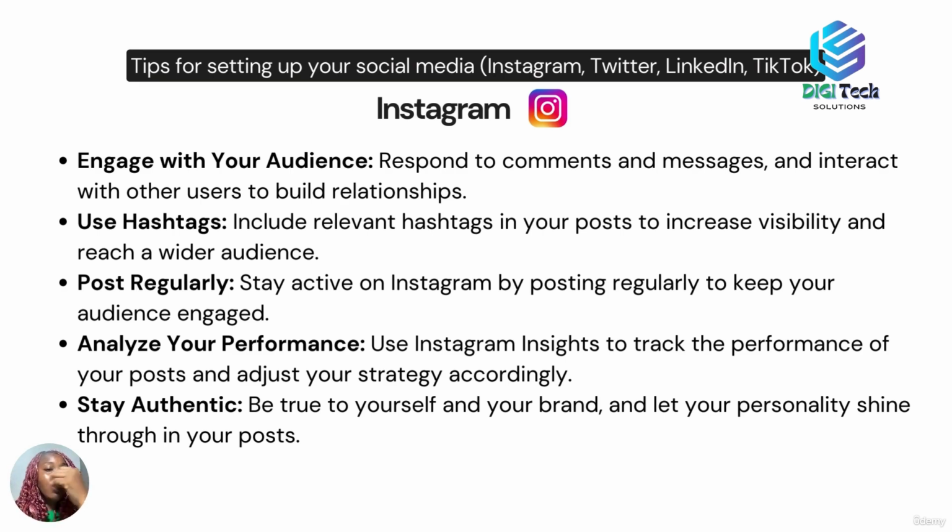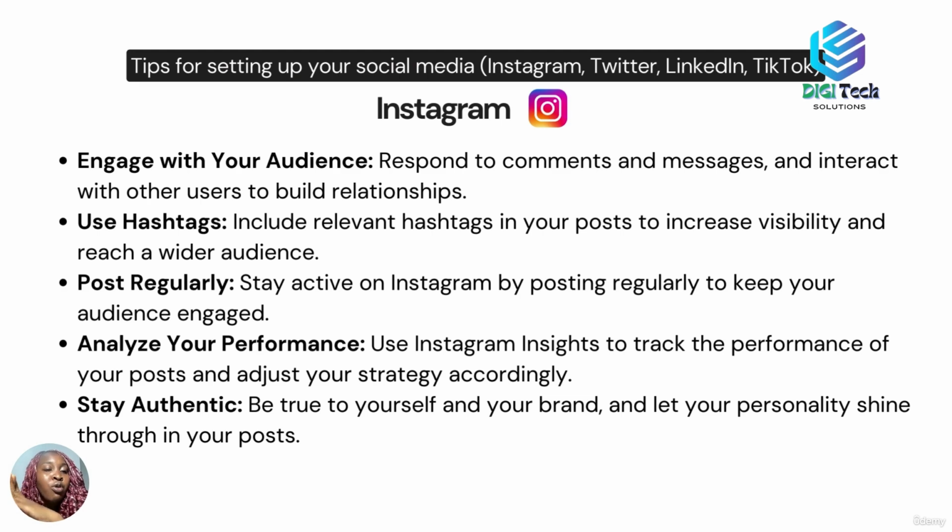Now, you want to make sure that you use relevant hashtags in your posts to increase visibility and reach a wider audience. Also, you want to make sure that you post regularly. Stay active on Instagram by posting regularly to keep your audience engaged. Don't say you post on Monday and the next time you post is next Monday. You should post at least 3 to 5 times a week on Instagram, or even 2 or 3 times. Doesn't matter, but make sure that you stay active. Don't skip posting during February and then in March and April we don't see you. You want to make sure that you are regular, right?